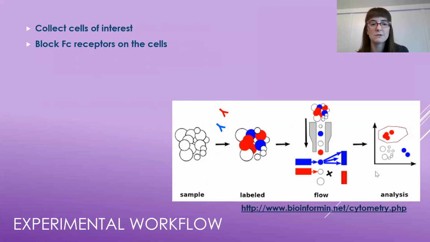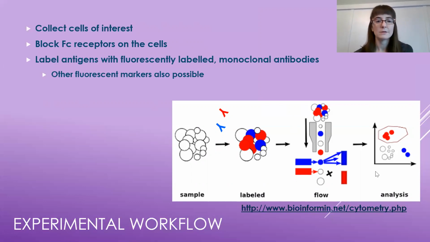the FC binding to those FC receptors, we do something called blocking, where you add another antibody that binds all the FC receptors, or you add something else that will bind those. Then you can finally add your antibodies, and it's important that they be fluorescently labeled or at least tagged in a way so that you can later add a fluorophore. And as I said before, you can also use other ways to make your cells be fluorescent, such as, for example, a dye that tells you whether or not the cell is alive based on its membrane integrity.